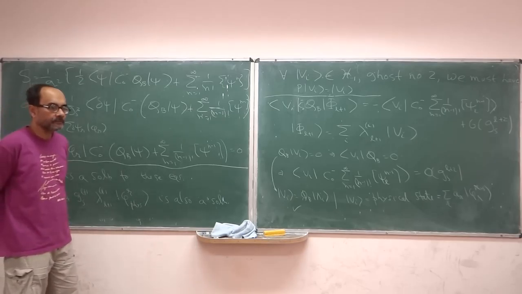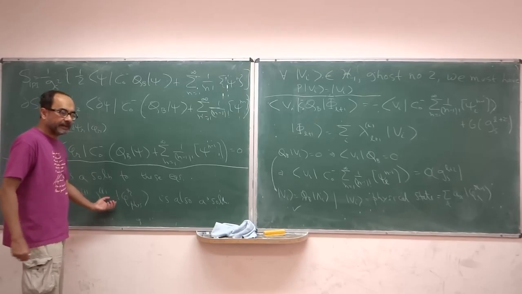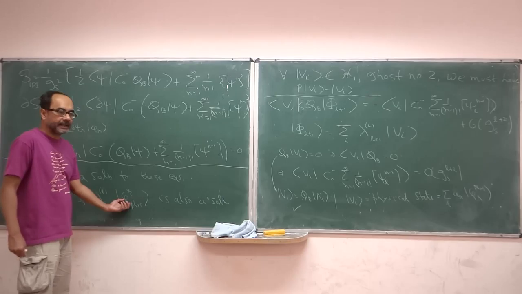How many of them are there? Is it exactly equal to the number of physical massless scalars? Yes, this number is equal to the number of physical massless scalars.